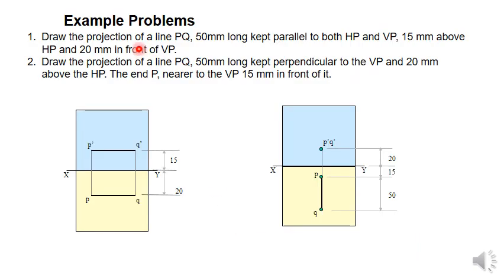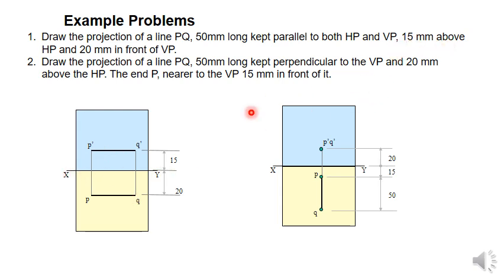One is, draw the projection of a line PQ which is 50 mm long, kept parallel to both HP and VP. Now this line PQ, its true length is 50 mm and it is kept parallel to both HP and VP. So we know that in front view and top view both we will be getting lines which are parallel to the XY line. So first step is you have to draw this XY line, and then you will be getting two views which are parallel to XY. Now where are those two lines?